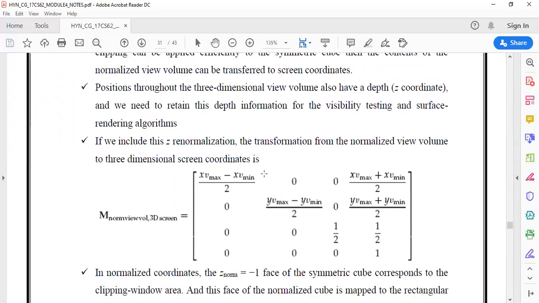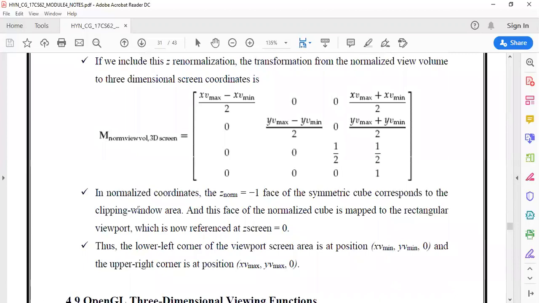The transformation from the normalized view volume to the 3D screen is given by this transformation matrix. So you have to remember this. We are just converting our normalized perspective projection matrix to 3D screen coordinates. So we are converting it into viewport coordinates, right? In normalized coordinates, z normal was -1. This face of the symmetric cube corresponds to the clipping window area, and this face is mapped to the rectangular viewport, which is now referenced at z screen as 0.